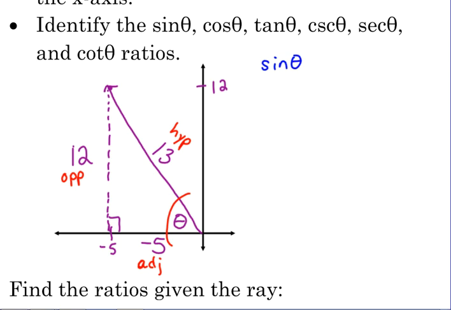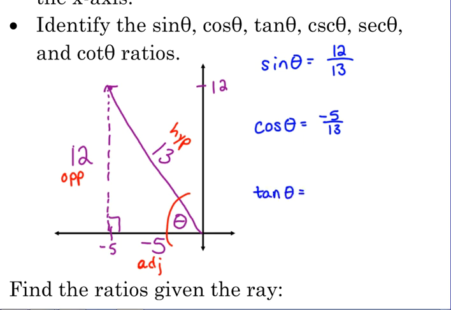The sine of the angle. I don't know what the angle is, I don't care what the angle is, I just want to set up the ratios. So the sine is opposite over hypotenuse, so the sine would be 12 over 13. I'm going to leave a space because I want to do the reciprocals together. Cosine is the adjacent over the hypotenuse, so that would be negative 5 over 13.